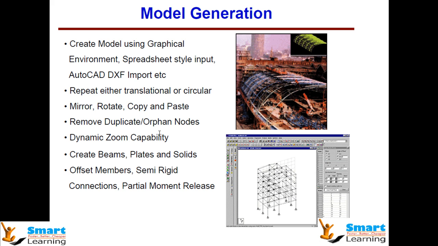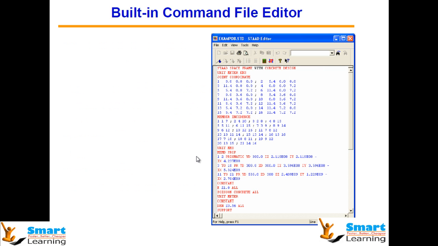You can dynamically zoom. You can create your beams, columns, plates, solids. You can offset the member by using reference of an existing single base structure or multi-base structure, and you can use your reference repeatedly. And you can do connections and partial moment release also. If you find that the structure is statically indeterminate and you need to release some connections, that can be done.